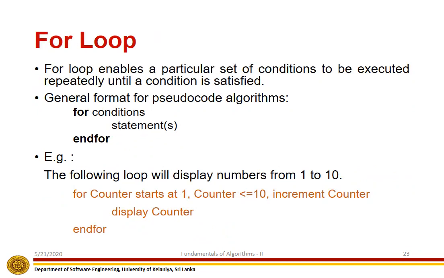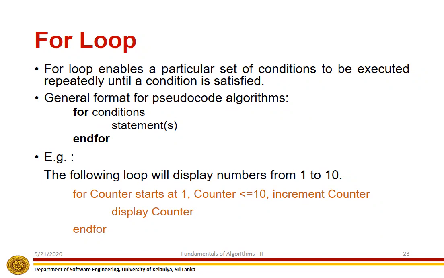Then the second repetition structure is the for loop. It has the same purpose as the while loop. A for loop enables a particular set of statements to be executed repeatedly while a condition is satisfied. All while loops can be written as for loops, and all for loops can be written as while loops. You can use either for or while, both are the same.